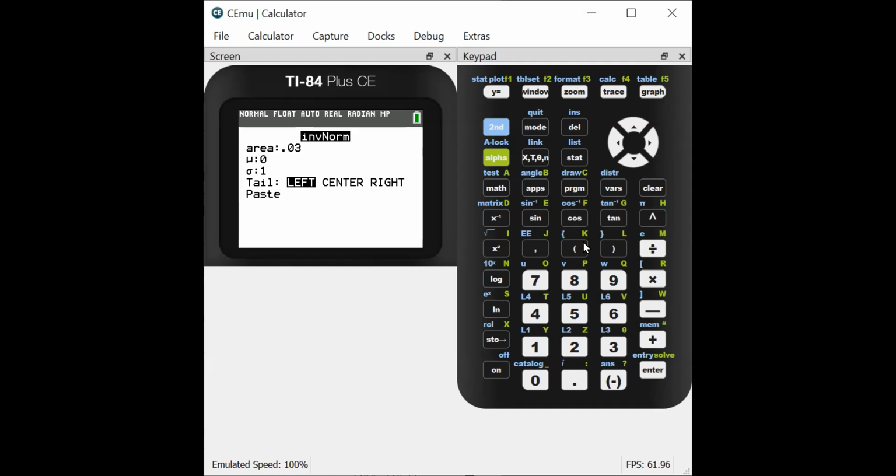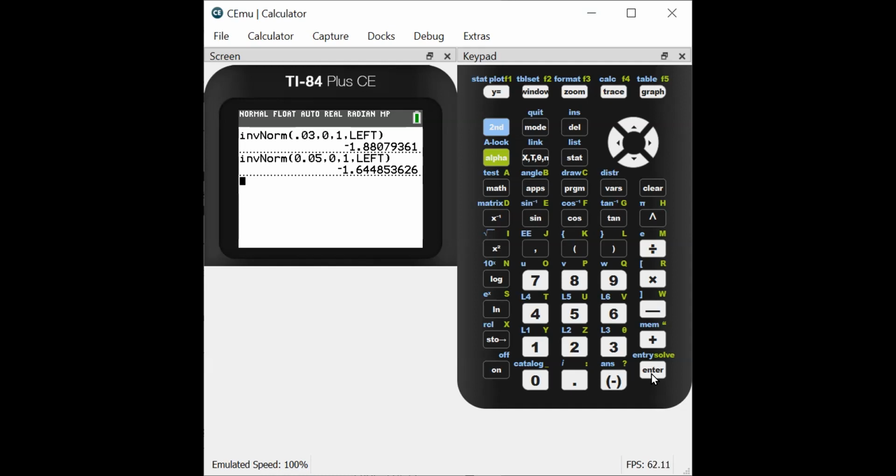What is the area here? 0.05. Very good, because it is 5% level of significance, so 0.05. Then mu is 0, sigma is 1, square root of 1. Then what's the tail? Left tail, two tail, right tail? Left tail, because of the alternate hypothesis. Yeah, so you get the negative 1.6448.